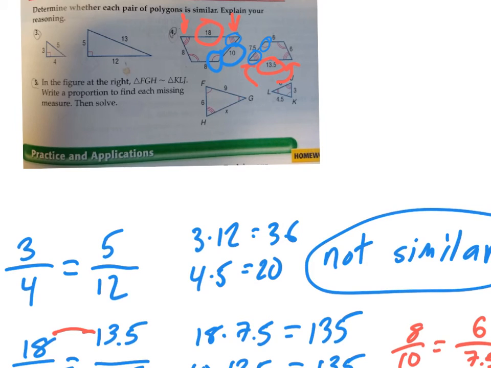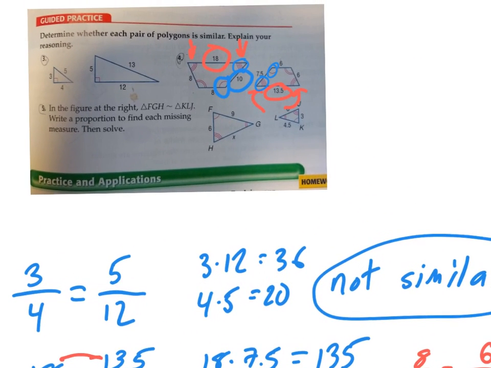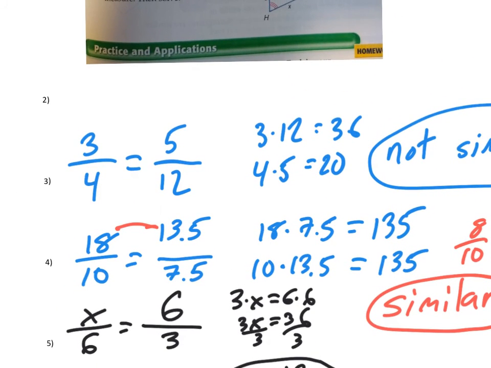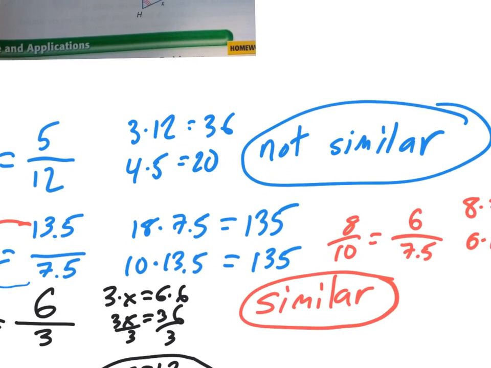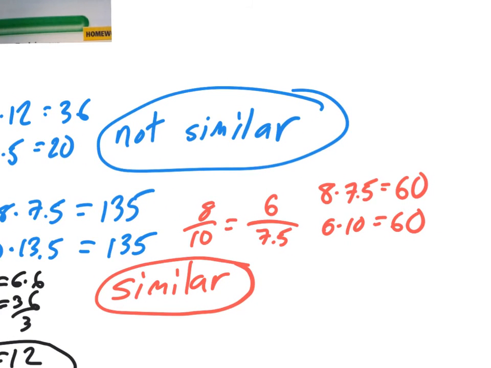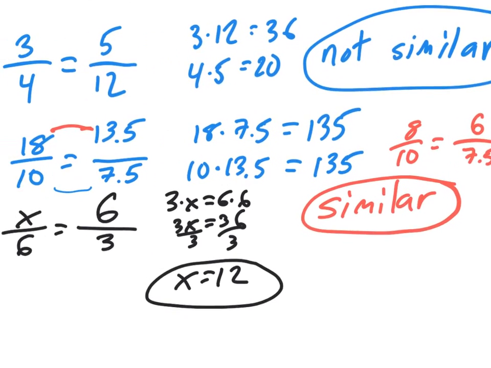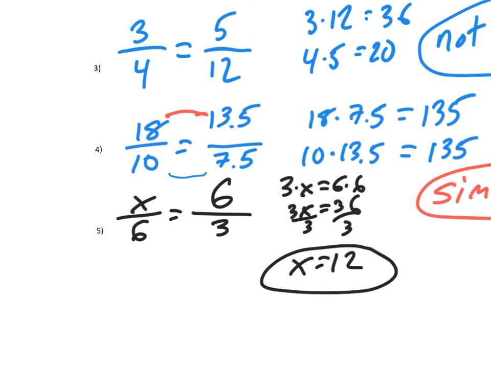So the 13.5 is corresponding to the 18. And in this case here, the 7.5 is corresponding to the 10 here. So that's going to be this part right here with the 10 and the 7.5. I also did it a different way. I looked at some other sides, the 8 and 10 and 6 and 7.5 as corresponding sides. I also used those angles to help me figure out which ones were the corresponding sides there. And finally, so those were similar figures. And finally, I am just solving for x in this one.